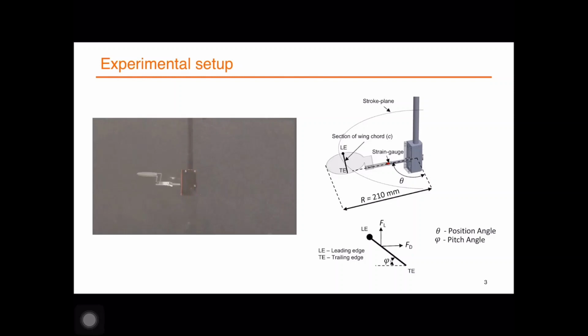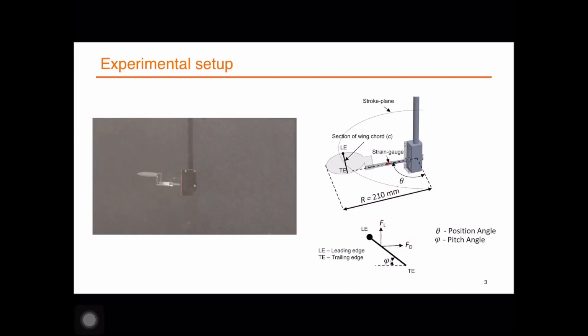Here is our robotic model mimicking the three-dimensional flapping flight in a horizontal stroke plane. The matchstick here represents the chord section of the wing with the filled circle representing the leading edge and the other end representing the trailing edge. Position angle is represented using theta and the pitch angle is represented using phi. The lift was measured in the direction perpendicular to the stroke plane and the drag was measured along the stroke plane in the direction perpendicular to the wingspan. Here are the lift and the drag forces measured.